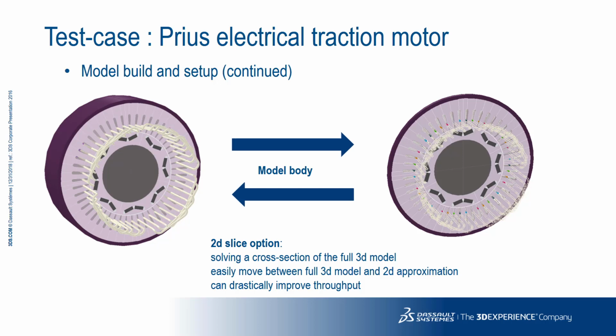Hence, the computation time can be drastically reduced by solving just a 2D approximation of the model. In this way, the user can perform a quick evaluation of the design before deciding to solve the full 3D simulation. The advantage is that a single model is being built, and the user can easily switch between solving a full 3D model or the 2D approximation depending on the requirements. We'll be employing the 2D slice option in some of the following analyses for the Prius motor.